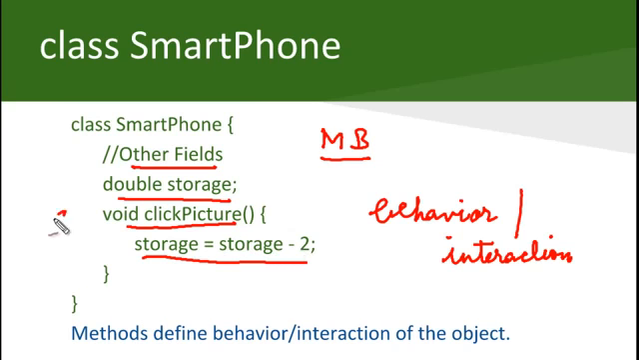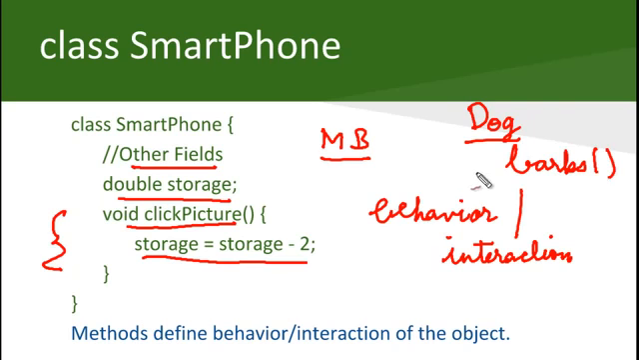So this is basically a function in a class, and this defines the behavior and interaction of the object. For example, when you have the dog class, a dog barks, or when you have any other class, it performs a behavior and an interaction. So for example, when the smartphone clicked the picture, its storage reduced by 2. Methods define behavior and interaction, whereas fields are for the state of the object.